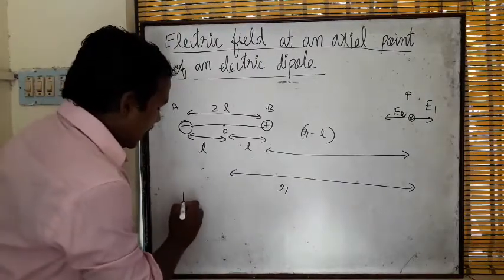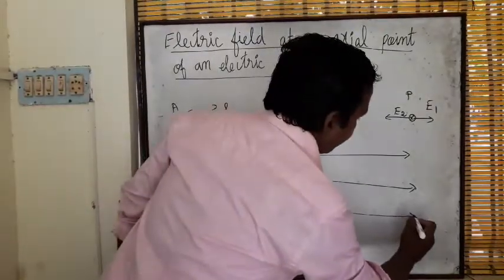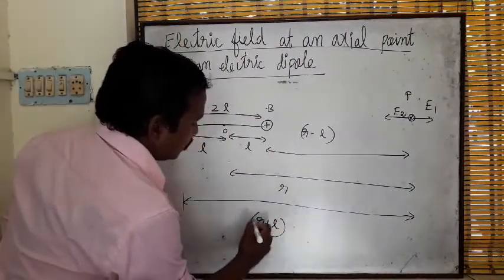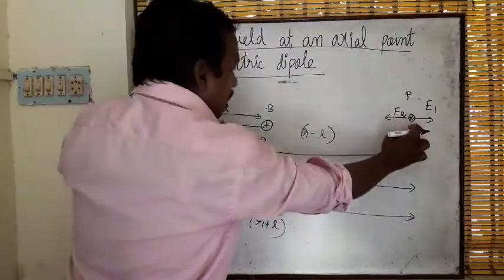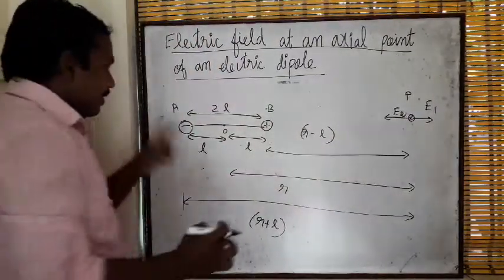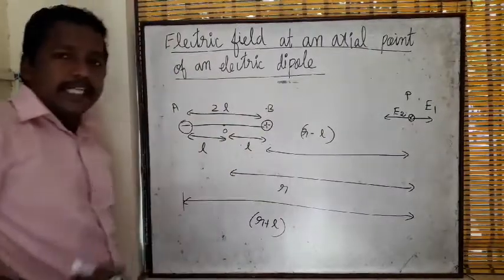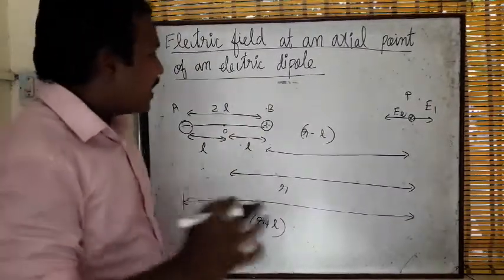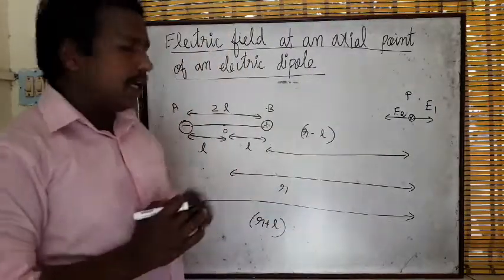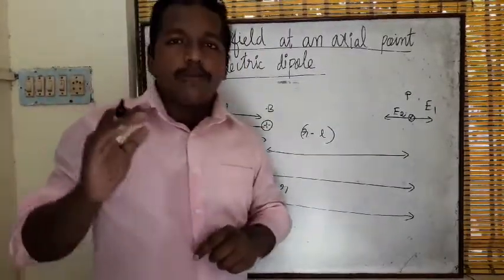From A to P, we get R plus L. So from here to here, R. From here to here, R minus L. From here to here, R plus L. Okay, so now we have the length of BP as R minus L, and AP as R plus L.